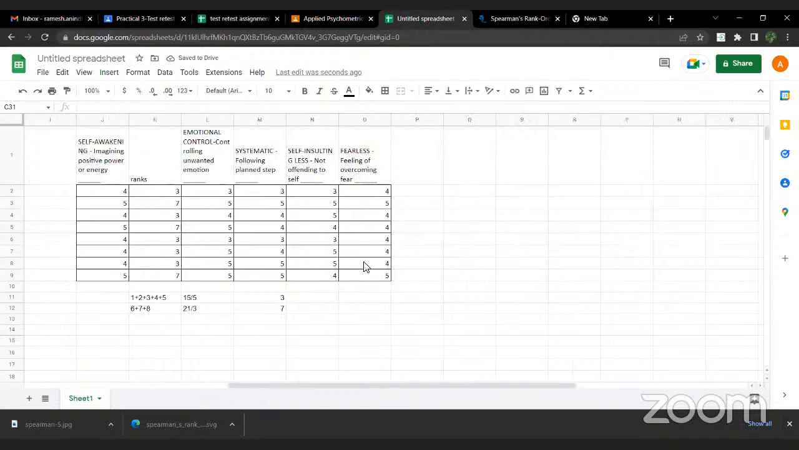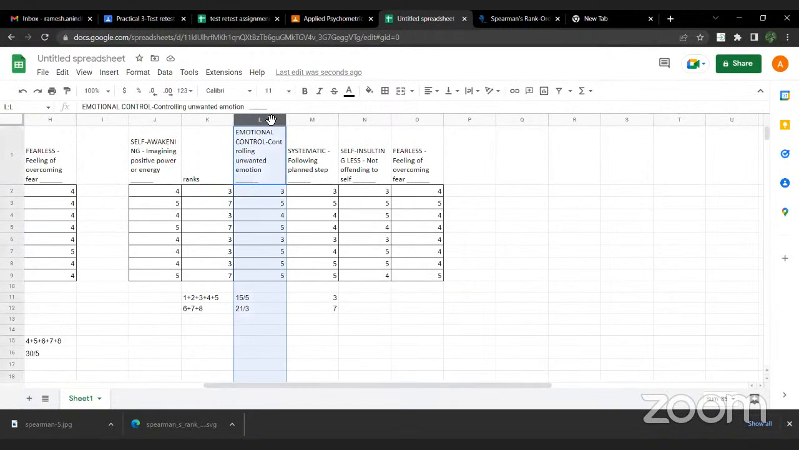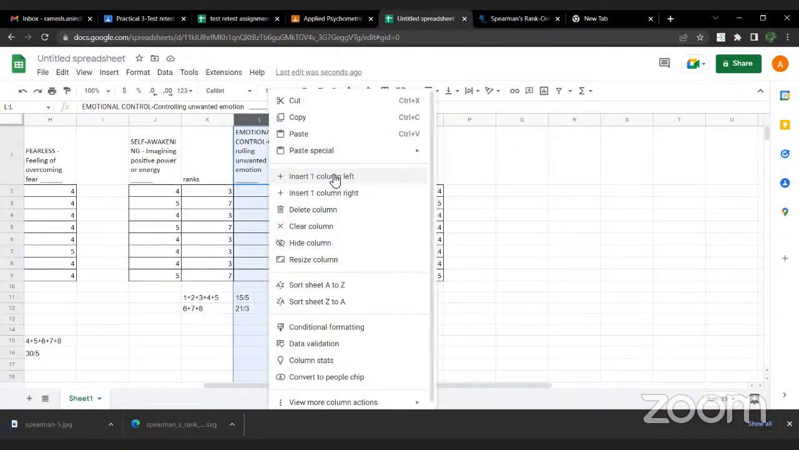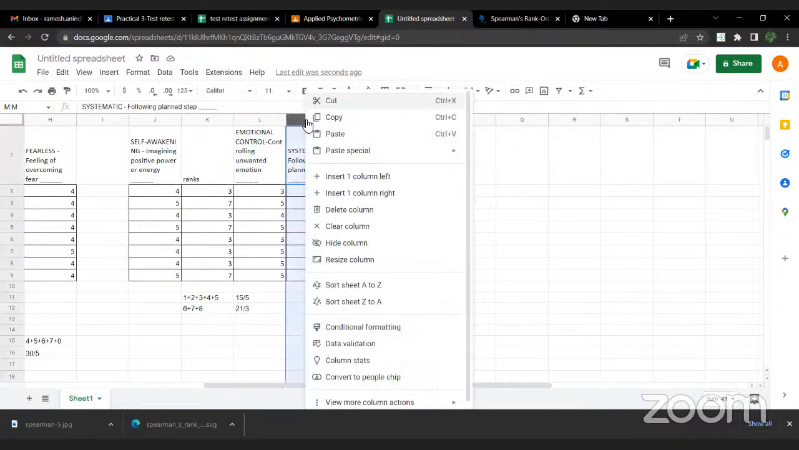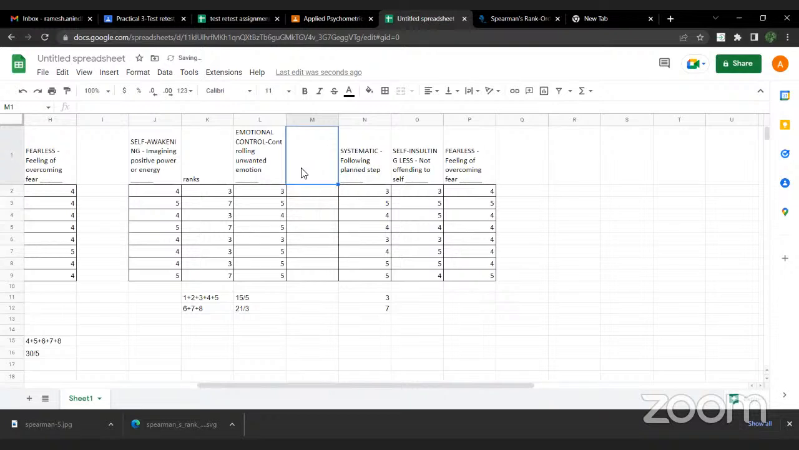So now we're going to calculate the next thing, for emotional control. Again, we're going to calculate the ranks. Here we have the third number occurring twice, so we have 1 and 2. Therefore, the first and the second position is going to be divided amongst these 2 occurrences of 3, which will be 1.5 and 1.5. And then we have only one time that 4 is occurring, right? So which position will 4 be in?